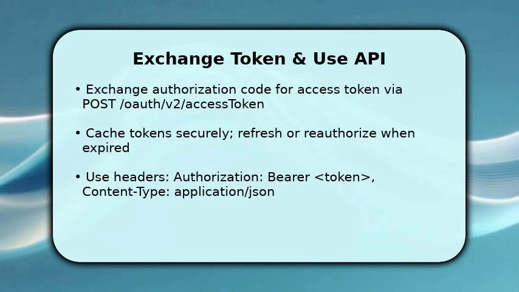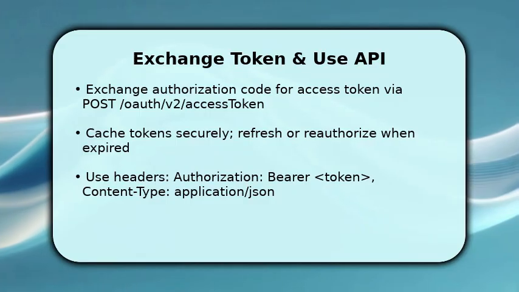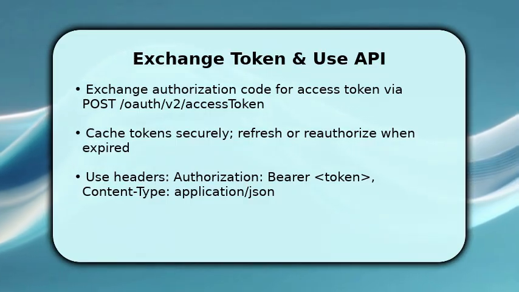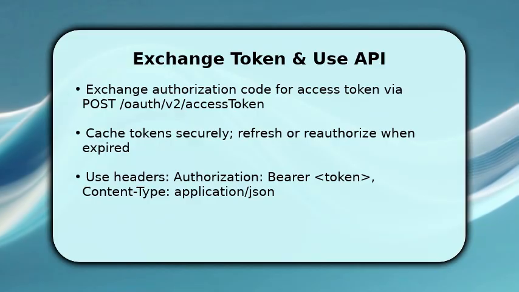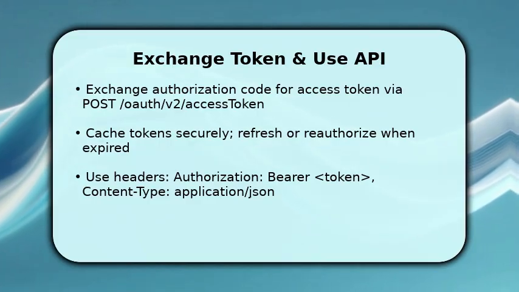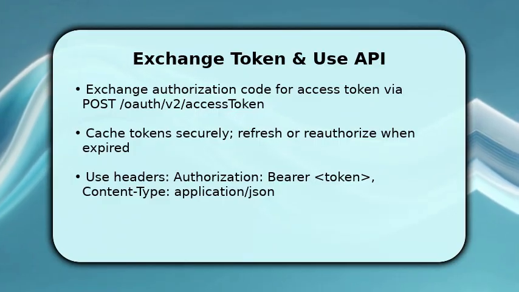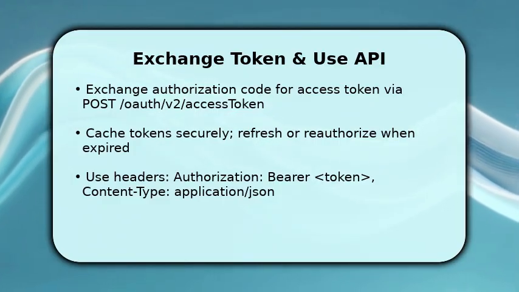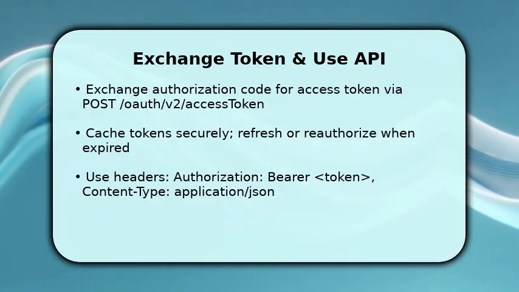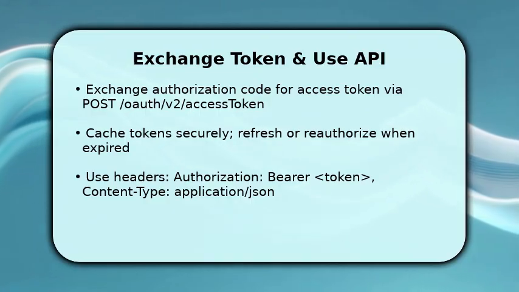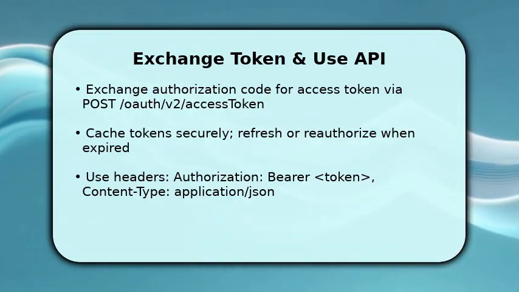Once you have the authorization code, post to LinkedIn's access token endpoint with client credentials and the code to receive an access token. You'll parse the JSON, persist the token securely, and note the expires_in value because you must refresh or reauthorize later. Next, call the REST endpoints with an Authorization: Bearer token and appropriate headers.